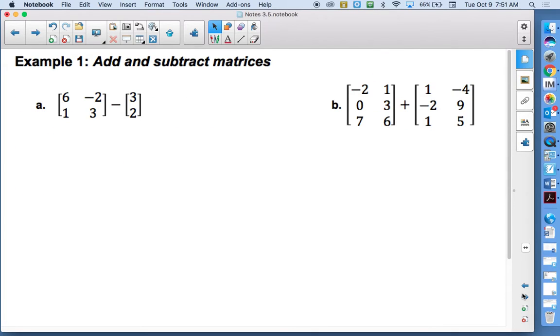So if you look at the first example, it says add and subtract the matrices. So in letter A, we have 6, -2, 1, and 3, and you always move across the row. So 6, -1, then you move down, 1, 3. We're subtracting that with 3 and 2. What do you think you would do with letter A? You can't combine. Why not? They're not the same size. Yeah.